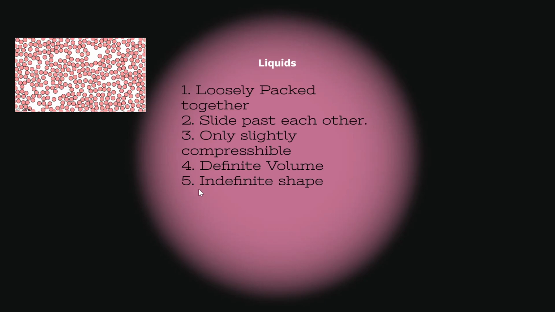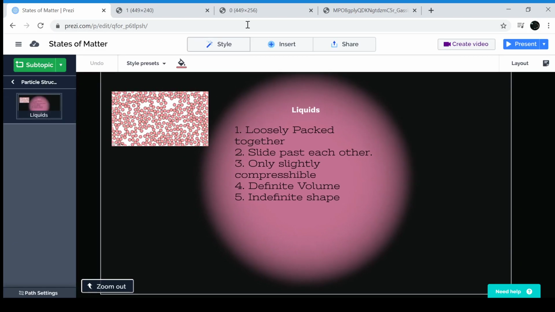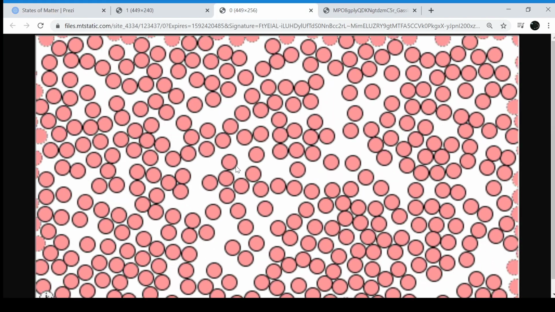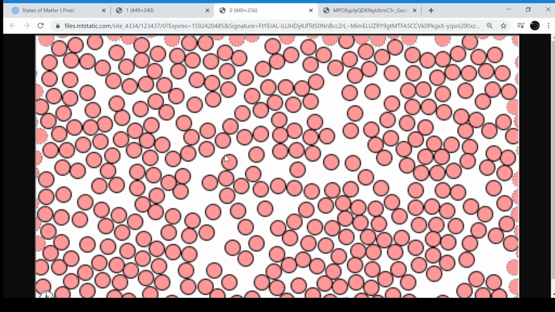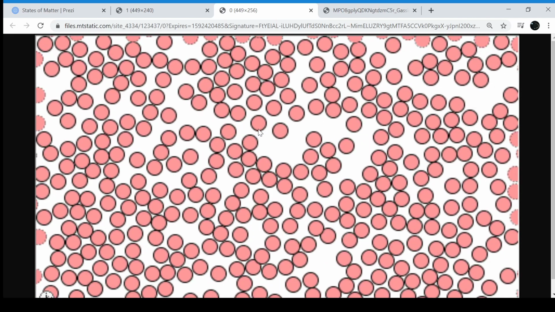So its shape is able to change. This one as well, we do have an example that we can go ahead and look at. And this is an example of the movement of a liquid in a container. Notice that they're all able to move.